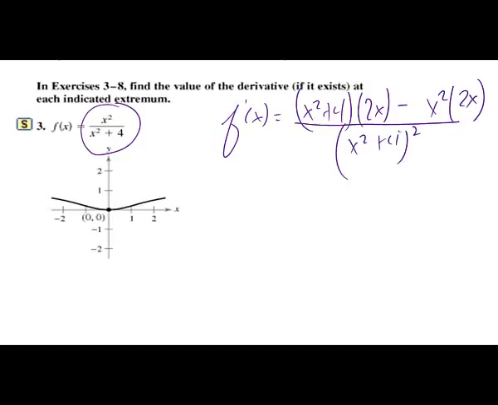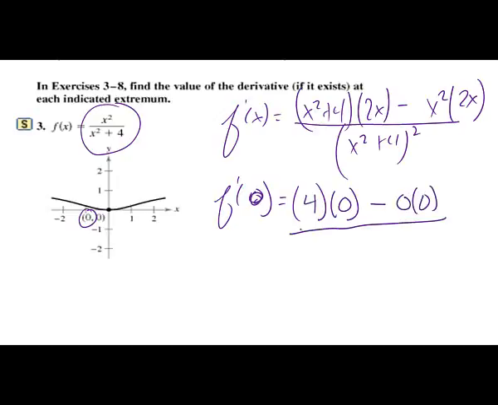Now, this is one of those ones, do not try to simplify it. They want you to plug in a number. So what number are you going to plug in? 0. It told you on the graph. So f prime of 0 equals, so let's see. 0 squared is going to be 0, so 4. 2 times 0 is 0. Minus 0 times 0 over 0 plus 4 squared. So what's the answer going to be? Isn't it 0 on the top over 16? So 0.